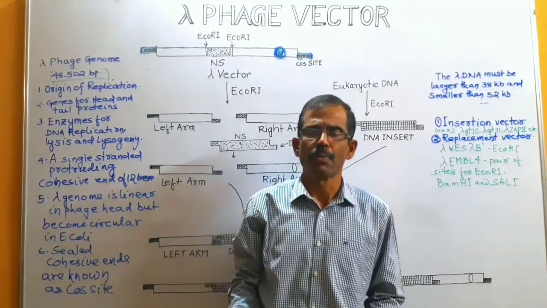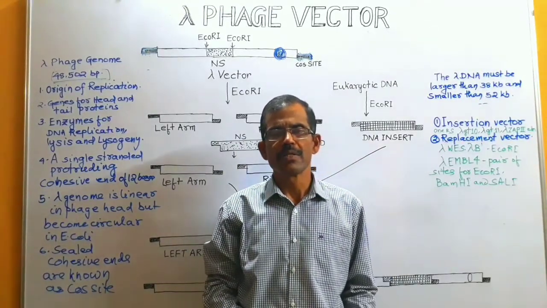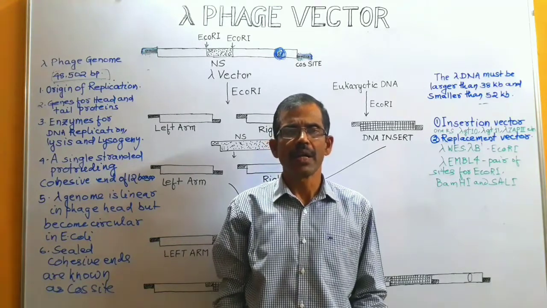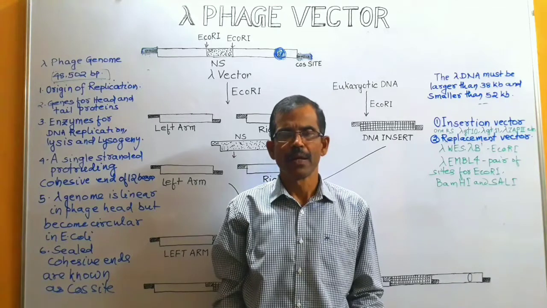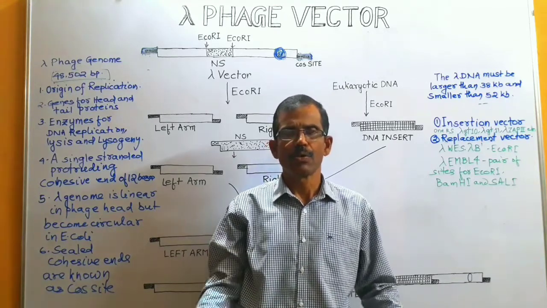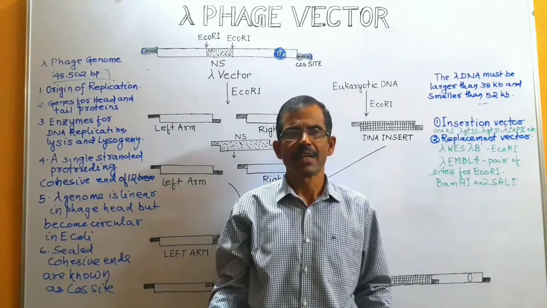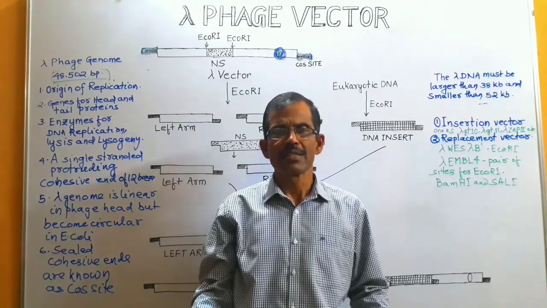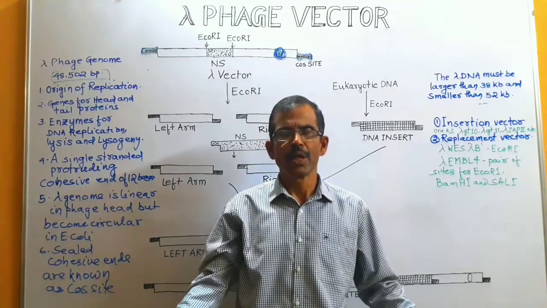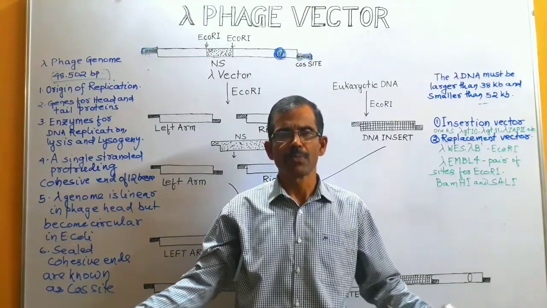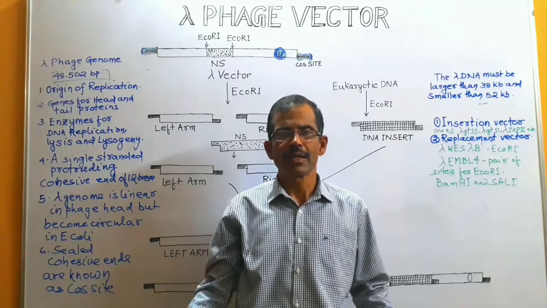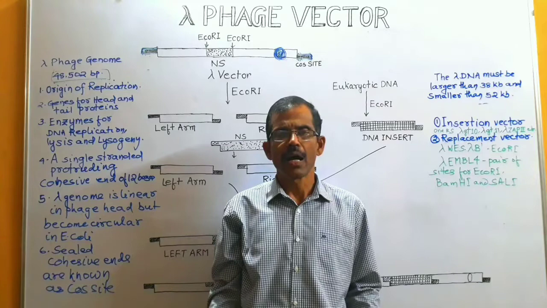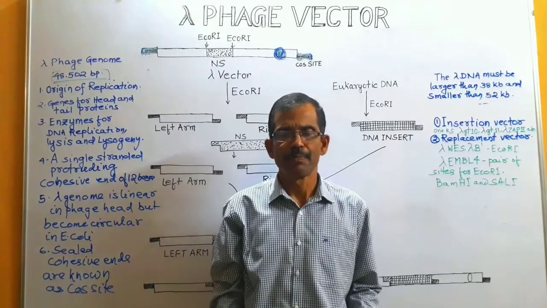So how to solve this problem? This problem is resolved by deleting the central region which contains genes for lysogeny, and this segment is known as non-essential segment. So by deleting the non-essential segment and by joining the remaining two arms of the lambda genome, we can construct a lambda phage vector which can accommodate large DNA fragments easily.